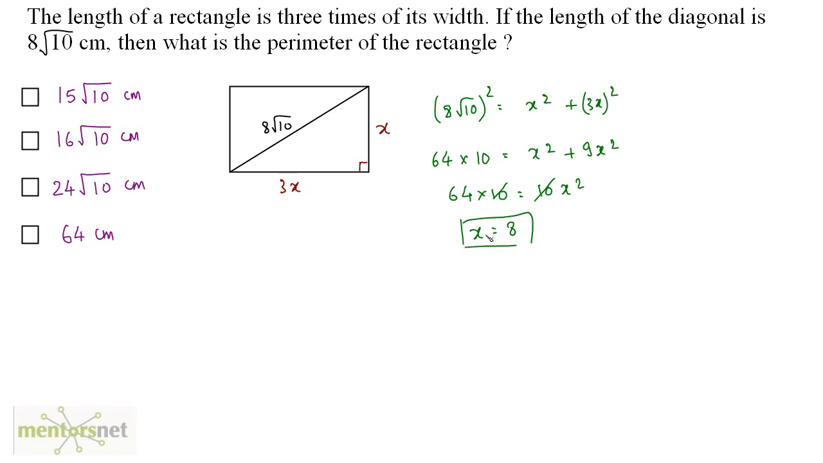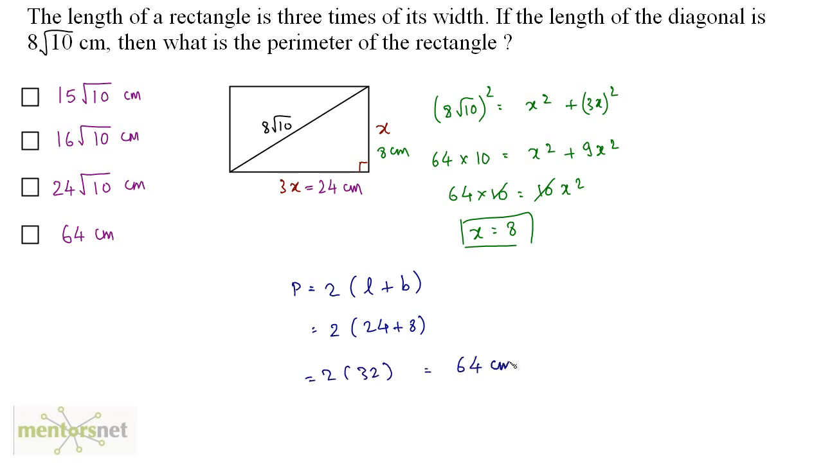So we have the width, that is 8 centimeter. And 3 times 8 is 24. So the length of this rectangle is 24 centimeter. Now we have been asked the perimeter of the rectangle. Perimeter is equals to twice of length plus breadth for a rectangle, right? So this is twice of 24 plus 8, and that's twice of 32, and that is 64 centimeter. So option D is the correct answer.